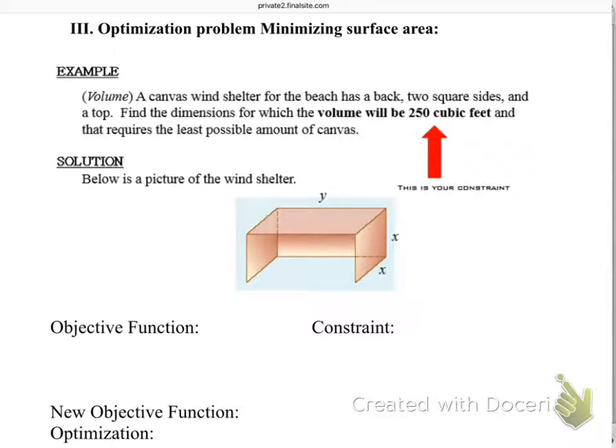So let's read this. It says a canvas wind shelter for the beach has a back, 2 square sides, and a top. So it's pictured here. Find the dimensions for which the volume will be 250 cubic feet and that requires the least possible amount of canvas. Okay, least, that word least is your tip-off. That's your job. Your job is to minimize the surface area of the canvas. What is the surface area? It's the area of each of the surfaces that we see. So there's no bottom. So let's figure out what our surface area would be.